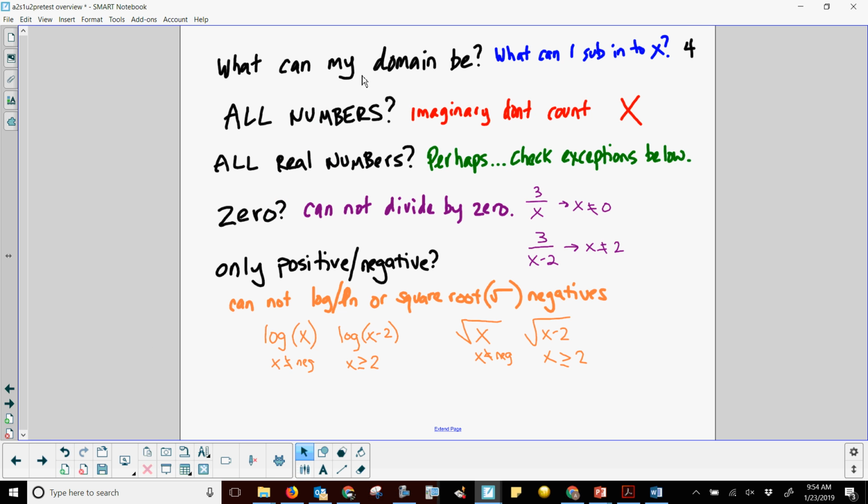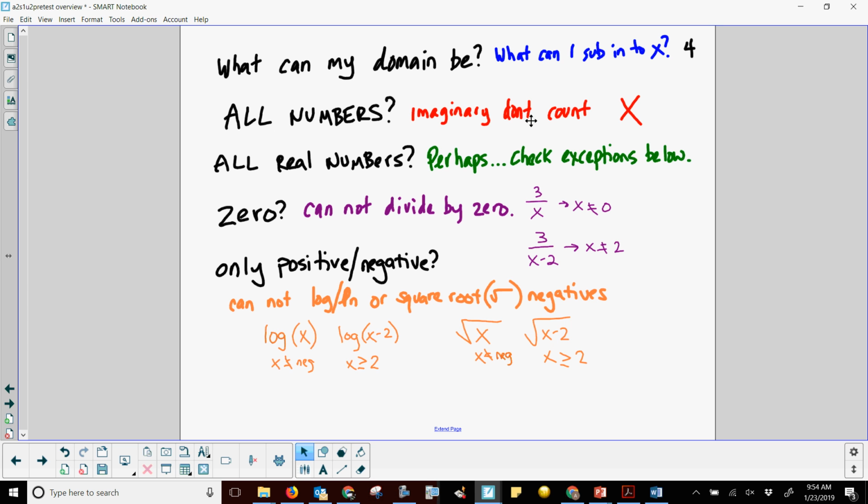Concept 4, what can my domain be? Well, it just depends on what all you can do with x. A lot of times you can plug whatever you're looking at into y equals on the calculator and figure out, okay, well, x stopped here, and you can go to the table and see what's happening. Can I use all numbers?